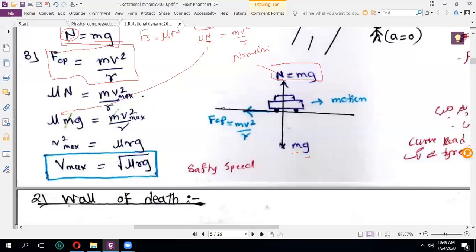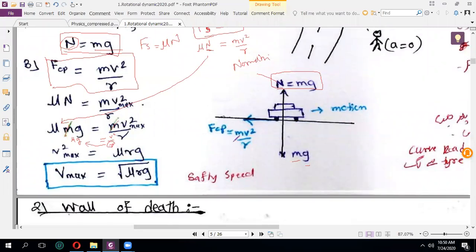Right side is the same. Now m and m cancel. What are we getting? Mu g on the left side, and on the right side we are getting v square upon r. Now take this r on the left hand side. What are we getting? V square is equal to mu rg. Now take this square on the right hand side. What are we getting? V max is equal to square root of mu rg.